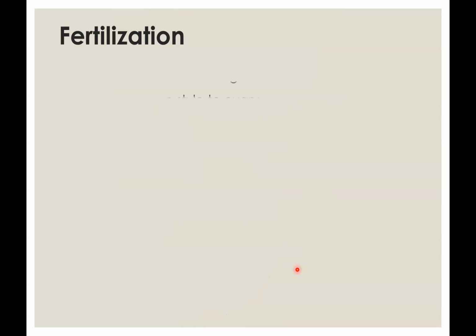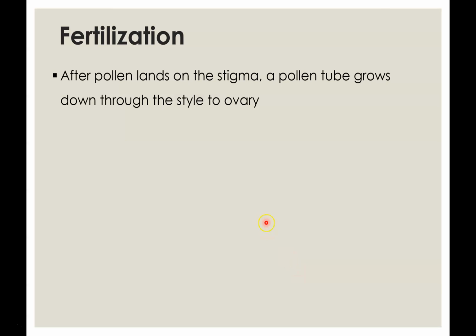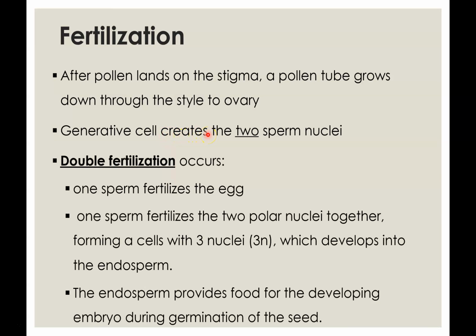Now let's look at the process of fertilization. After the pollen lands on the stigma, a pollen tube grows down through the style to the ovary. And the generative cell creates the 2 sperm nuclei. Double fertilization occurs here. That means 1 sperm fertilizes the egg, and 1 sperm fertilizes the 2 polar nuclei together, forming a cell with 3 nuclei, which develops into the endosperm. The endosperm is the tissue, the cells that provide food for the developing embryo during germination of the seed.